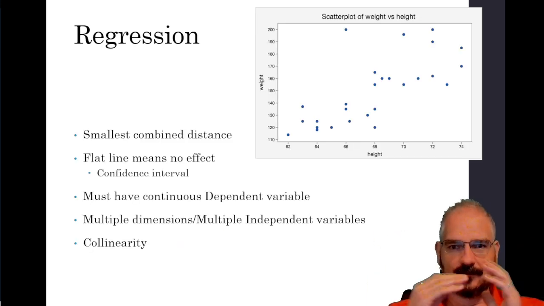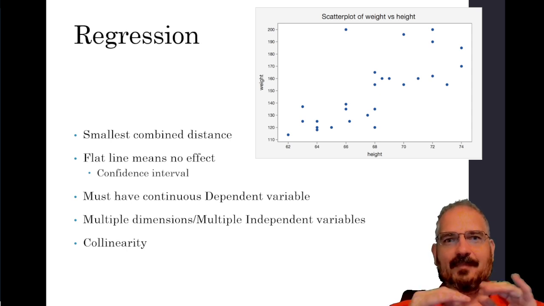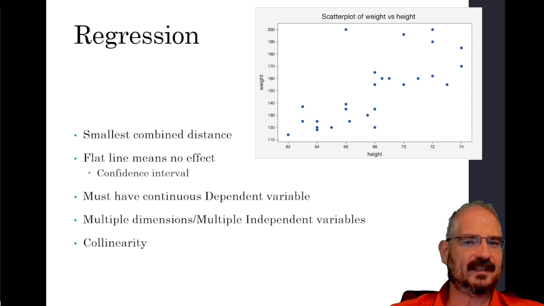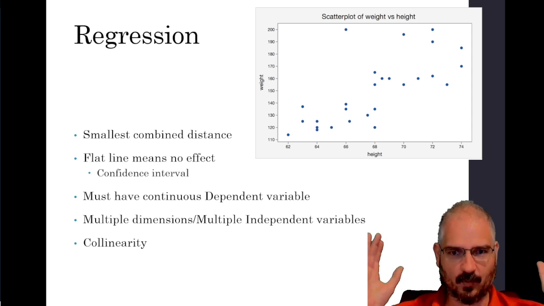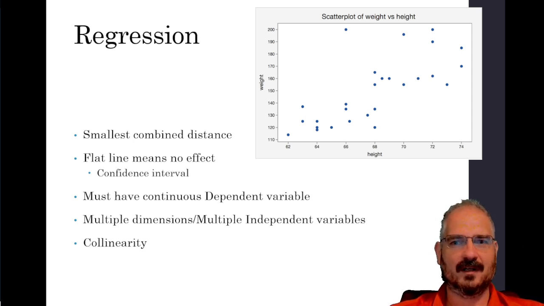So we've got that same scatter plot here, right? If there was absolutely no effect, if height and weight were completely unrelated, we would expect a horizontal line, right? If a horizontal line is your best fit, then obviously your x variable and your y variable have no real relationship, right?